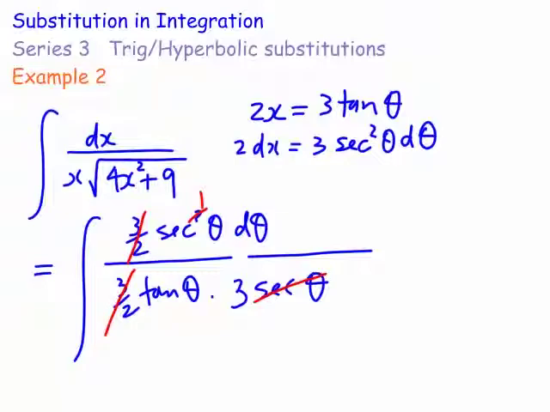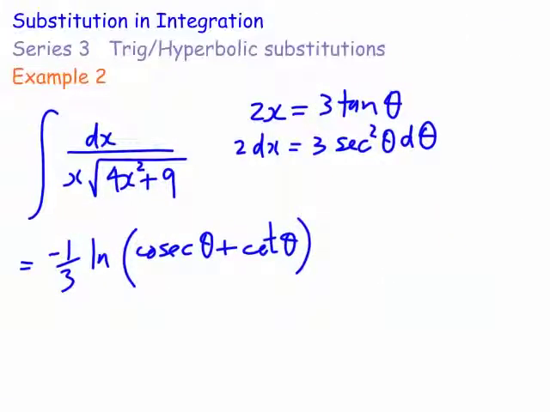So let's actually just rewrite this. Well, now I've just written it as minus 1/3 ln cosec theta plus cot theta. Now the problem is we don't actually have an expression for cosec theta or cot theta, so this is where we always draw up the triangle. So let's draw up the triangle for the substitution, and we'll put the angle theta in.